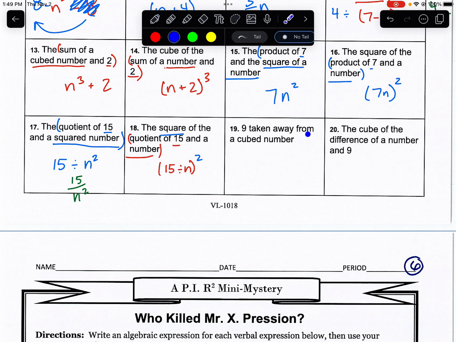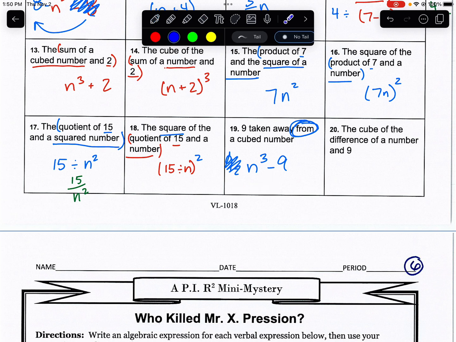Let's try 19. 9 taken away from, oh, I already see a switch word, so we know that we're going to have to switch things at the end. 9 taken away from a cubed number. So we have our cubed number, a number cubed, which is to the third power. And normally 9 would start there, but because we see our switch word, it goes at the end. So it should be n to the third power minus 9.